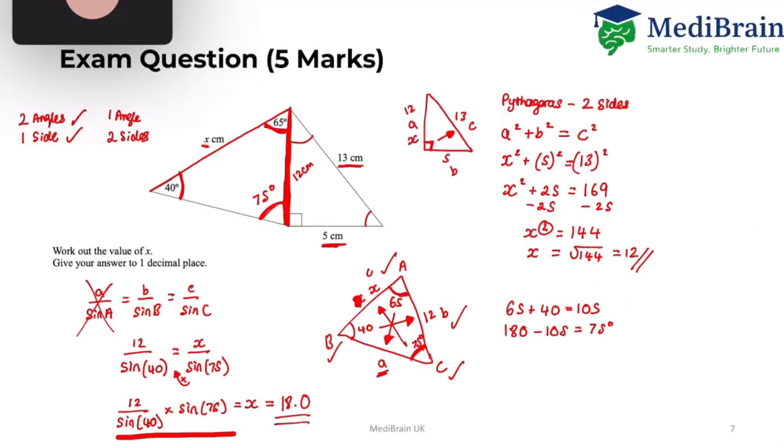Okay, so that should be your answer for 5 marks. The main thing over here that people would have got confused with, the Pythagoras' theorem should be rather straightforward because we've looked at it a couple of weeks back, and you should have got that the length of this side is 12 centimeters.